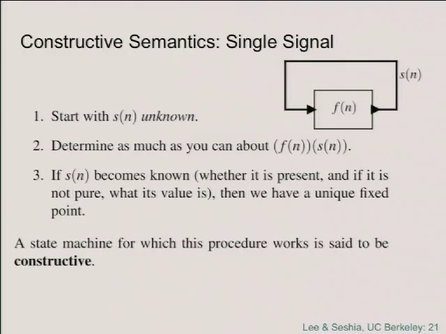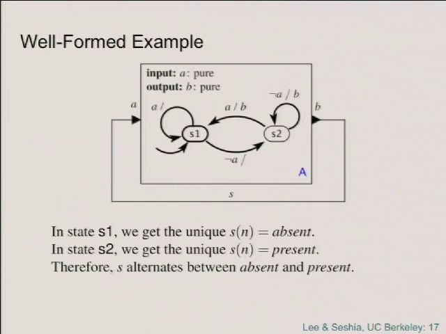At that point, we augment this function, okay? So now, instead of just the function that corresponds to being in state S1 telling us what the output is if the input is present or absent, it also has to tell us what the output is if the input is unknown. And in this case, it can tell us that the output is absent if the input is unknown, because all of the possible transitions out of state S1 produce absent. As a consequence, the augmented function, given an unknown input, can produce an absent output.